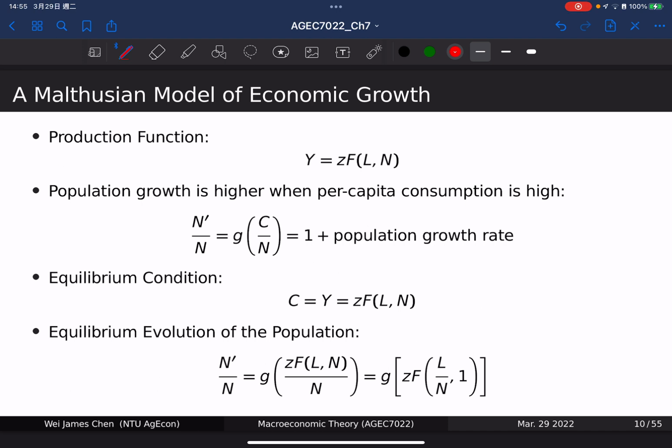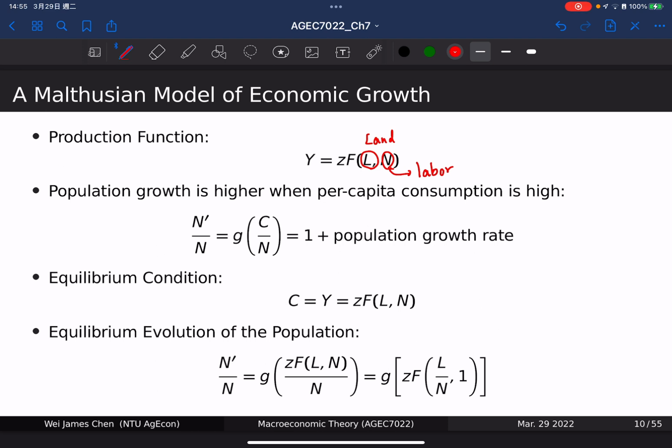So basically, this is land. This is labor. So I use labor and land and put that into the production function. And I also have something called the technology. That's the total factor productivity, Z.